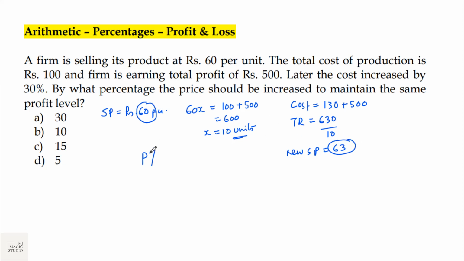So what is the percentage increase in selling price? 63 minus 60 by 60. That is 3 by 60 or 1 by 20. 1 by 20 in percentages is 5%. So if your cost increases by 30%, you need to increase your selling price by 5% so that your profit amount is not changing. Answer D. Option D is the pick.